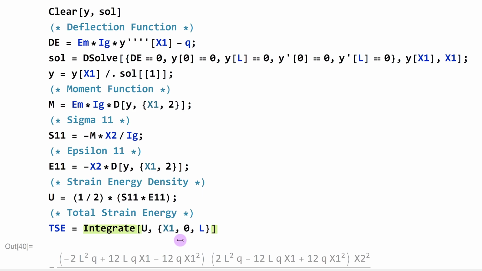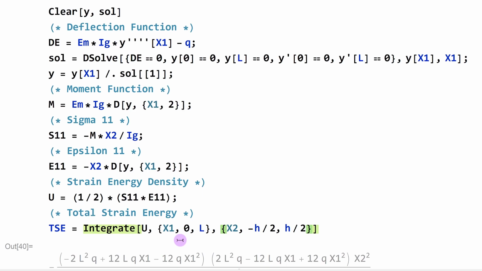Now, if I want to integrate more than once, that's no problem in Mathematica. All I have to do is add another comma, add another set of squiggle brackets, and define what my next integral limit is. Well, I say, all right, well, I already integrated over the length of the beam. How about over the height of the beam? So the height of the beam is defined as the x2 direction, and I know that since my x1 axis goes through the centroid of the beam, I'm integrating from negative h over 2 all the way to h over 2. So now I've integrated both along the length of the beam as well as along the height of the beam. So now we have a double integral.